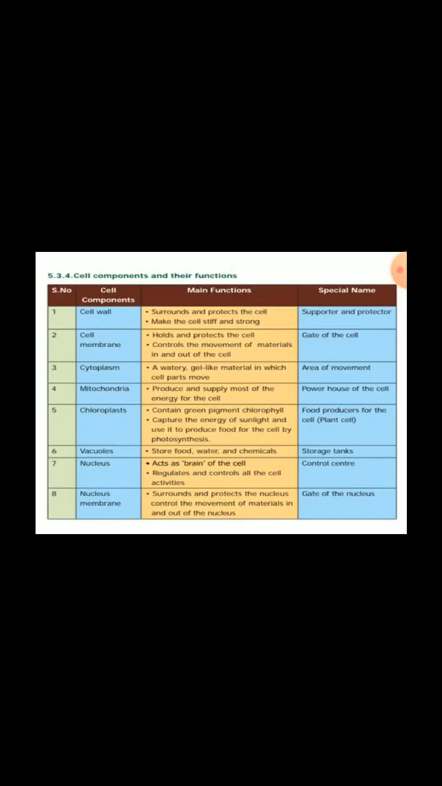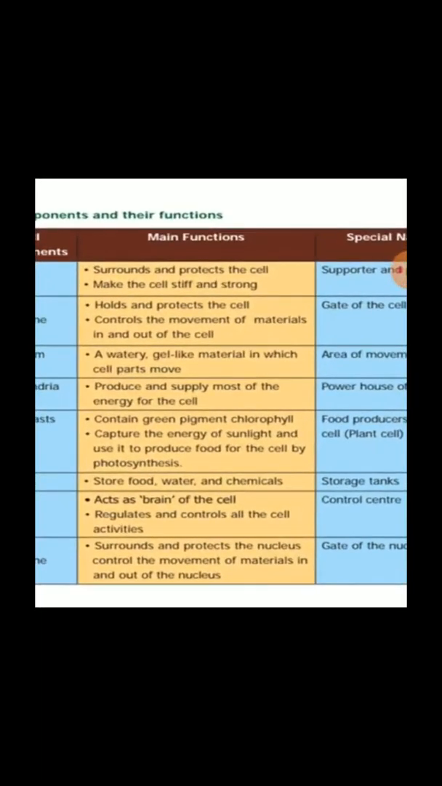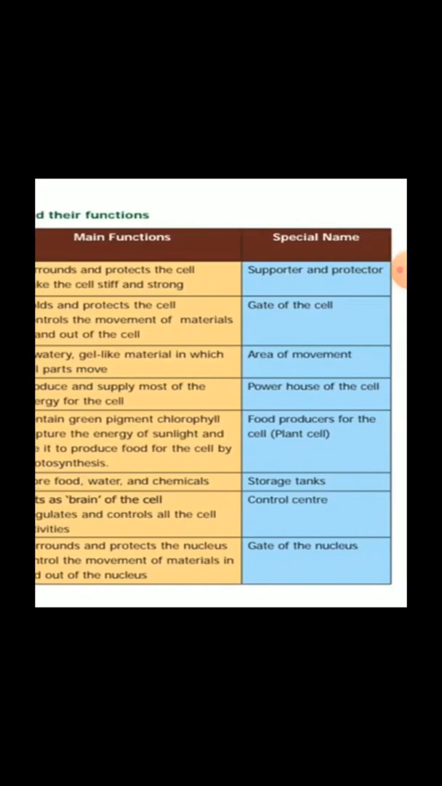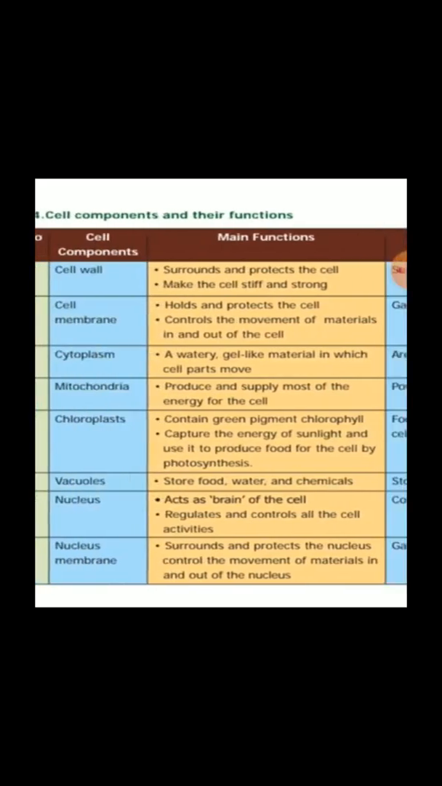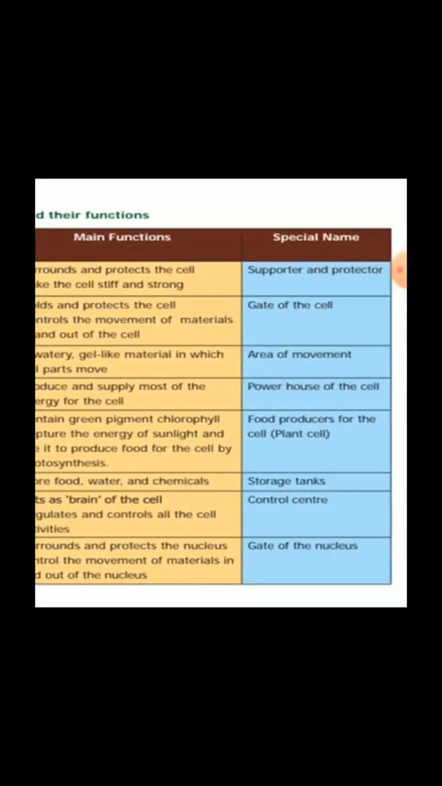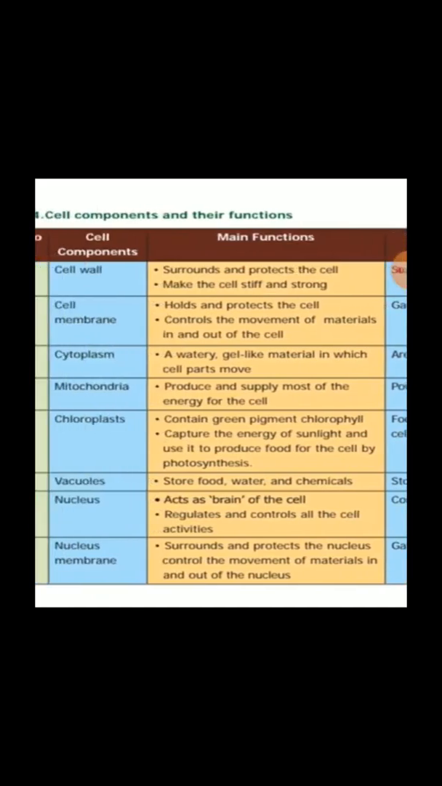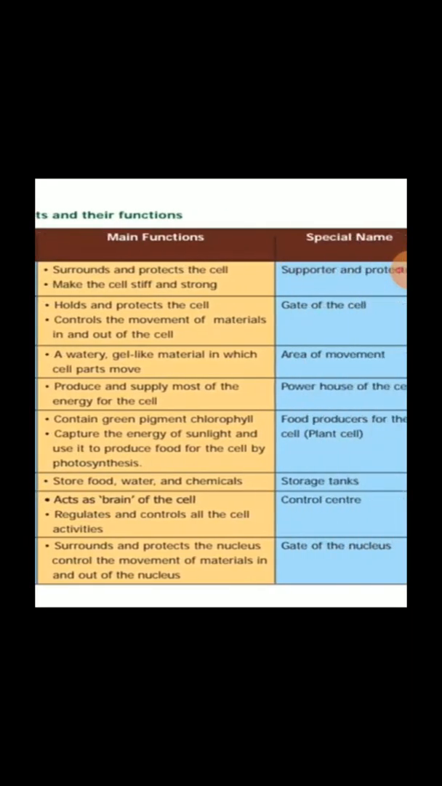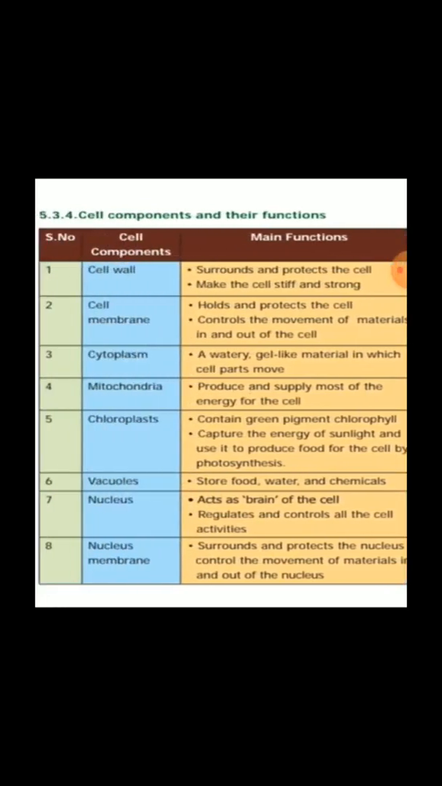Main functions of the cell wall. The cell wall surrounds and protects the cell. It makes the cell stiff and strong. So the special name of the cell wall is what? It is the supporter and protector of the cell. Supporter and protector. Do you understand?